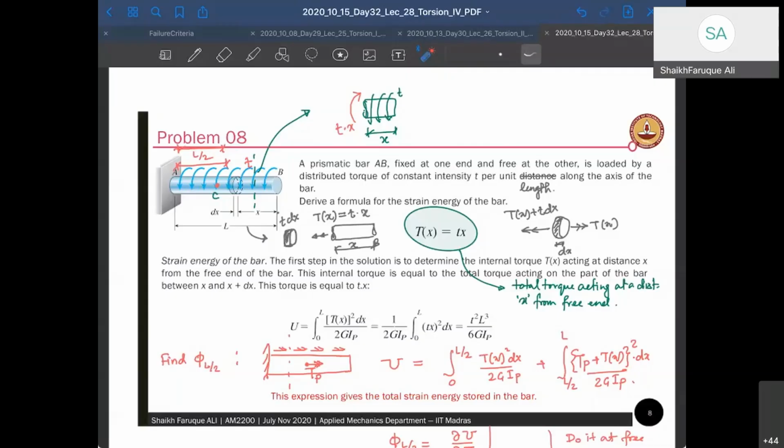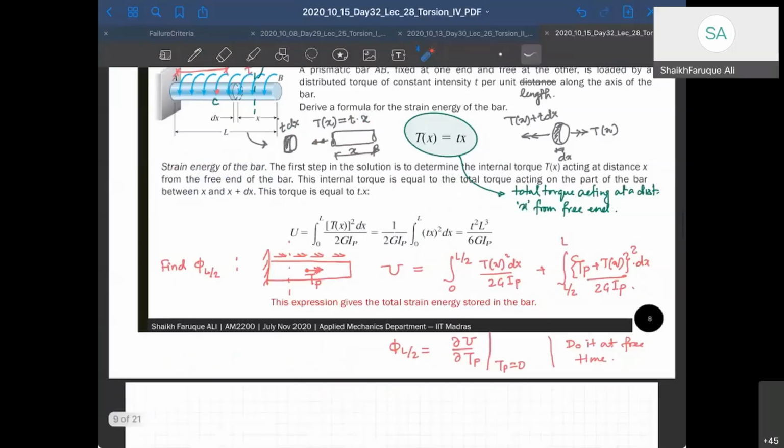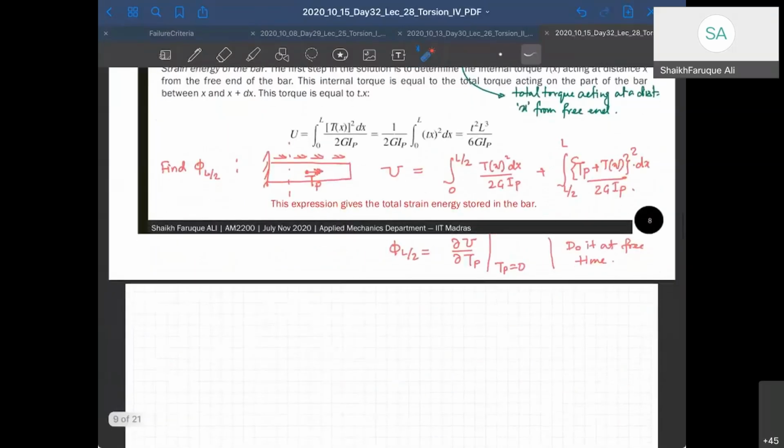So to find twist at L by 2, I have to use Castigliano's theorem. So you find the total strain energy due to the total torque that is acting on the system, and then take the derivative with respect to the load at that point. That's Castigliano's theorem. You can just Google it. Since there is no point load at this location, I have to provide a point load, and that's my point load. Now I will take the derivative with respect to this point. Once I take the derivative, since this point load was not there in the original problem, I'll put that point load to 0 after taking the derivative. And therefore, I will get my deformation or twist at that point.